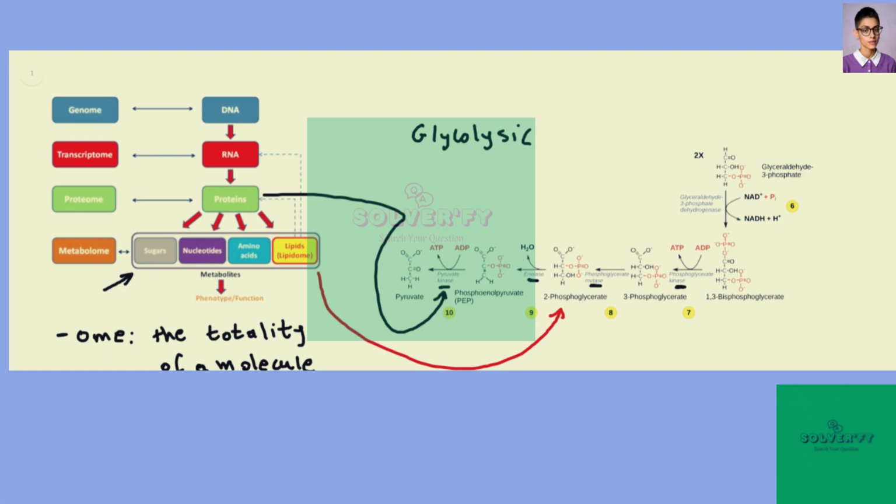It is a designation. Choice D, the complete set of metabolites related to the genetic makeup of an organism. That is our answer. Choice D.